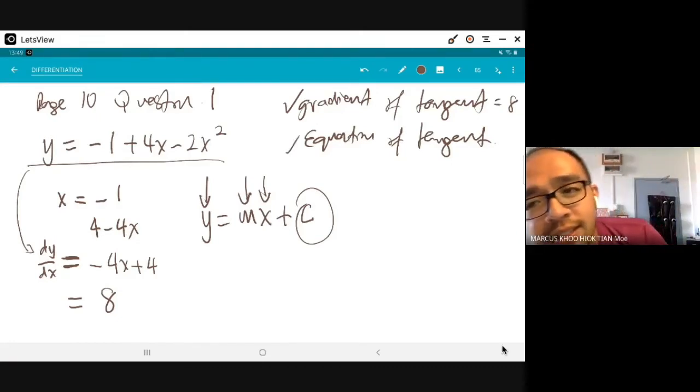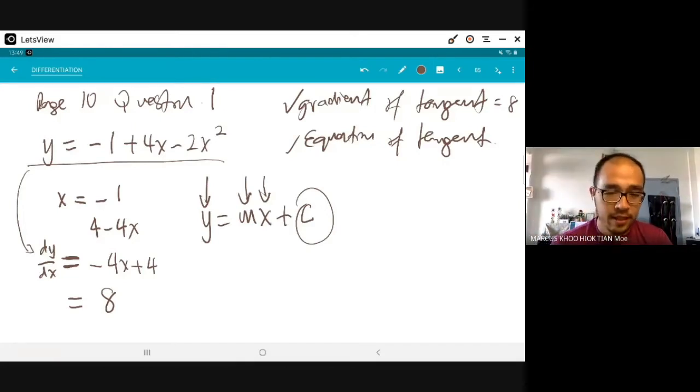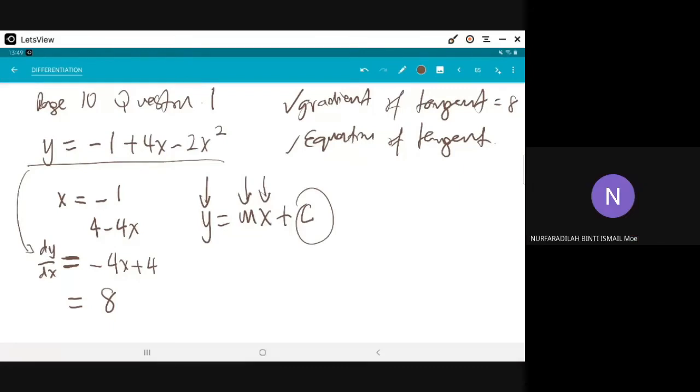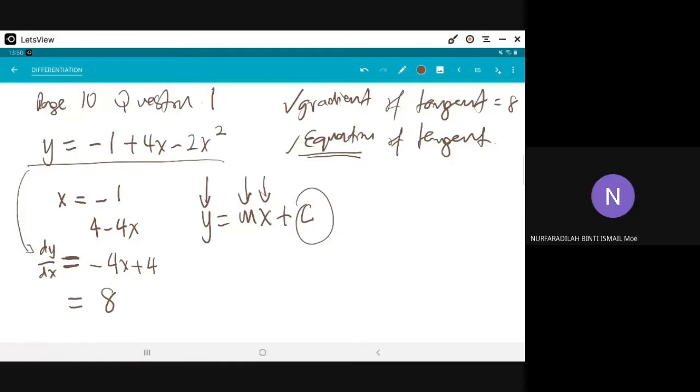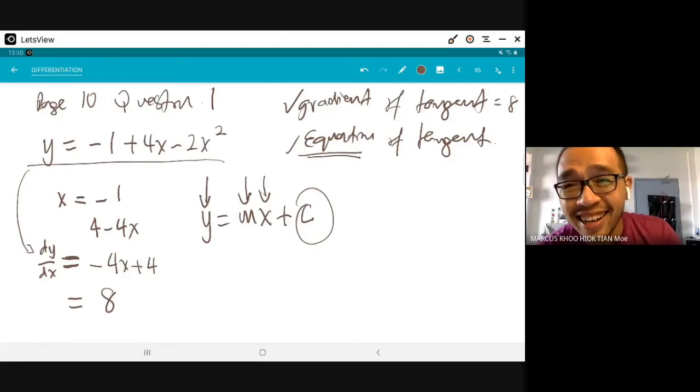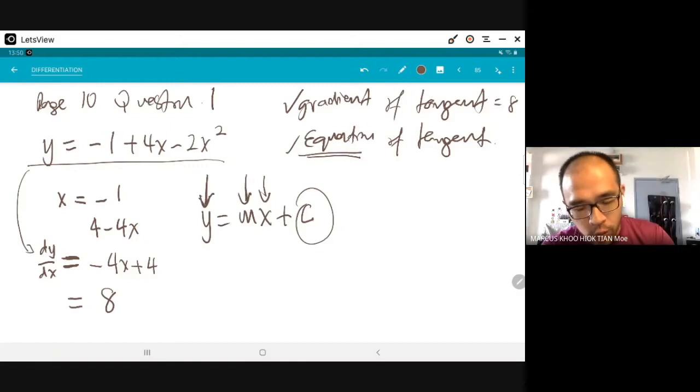Okay, Faradila. How do I find the equation of the tangent? Once I find the gradient, I want to find the equation of the tangent, a straight line. I don't know. Come on, people. Do we have these three pieces of information? Do we have a y coordinate? Do we have a gradient? Do we have the x coordinate? We do. Substitute. Correct. You substitute.